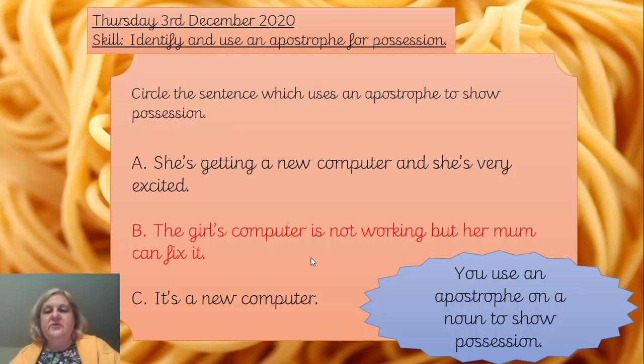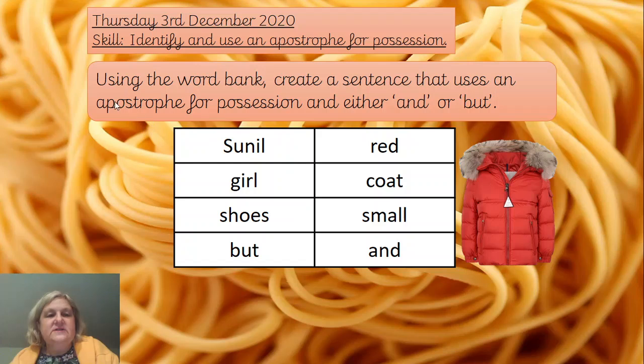You use an apostrophe on a noun to show possession. So this is a noun, and it shows the possession of the object. This is an unusual one because we're thinking of a sentence that uses an apostrophe for possession. So you're going to have to put in an apostrophe and maybe another letter to show that it belongs to that person, and use the words and or but to extend that sentence and add two phrases to make a complex sentence. So have a little think about that one.